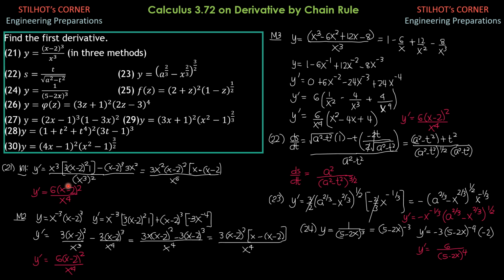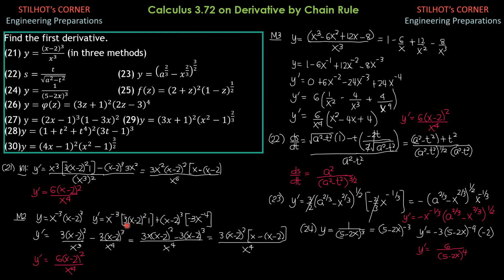We proceed to the second method. The second method, I transform the denominator to be in the numerator and apply derivative of product. So that is x to the negative 3 times quantity x minus 2 cubed. So y prime, or derivative of y with respect to x, is equal to first, which is x to the negative 3, times the derivative of the second, which is 3 quantity x minus 2 squared times 1. Then plus second quantity x minus 2 cubed, derivative of first is negative 3 x to the negative 4.